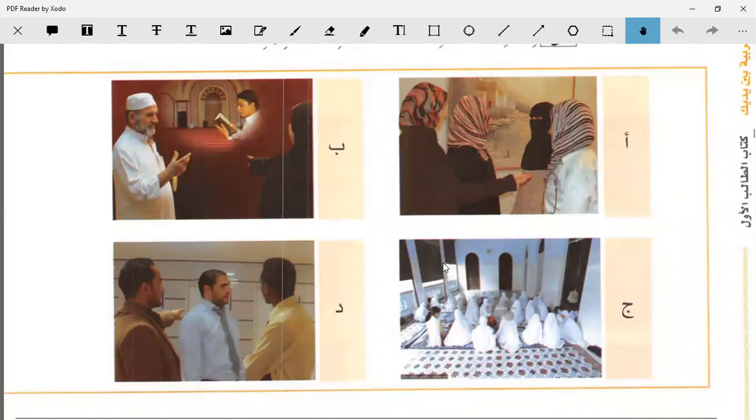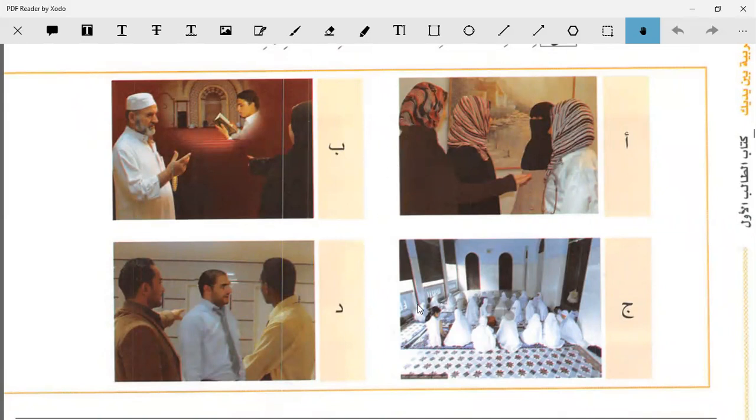Next, Aina Ammar. Ammar fil masjidi huwa yakra'ul Quran.